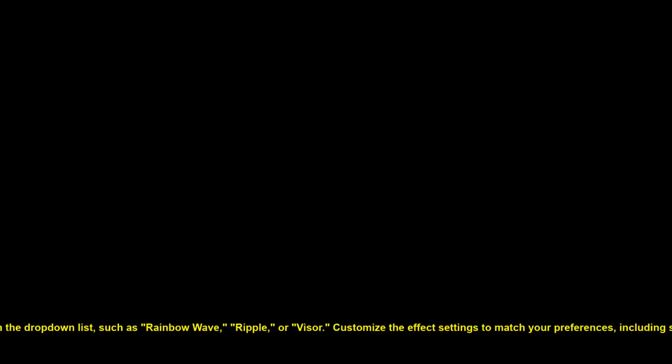To create dynamic effects, select Lighting Effects from the same tab again. Choose an effect from the drop-down list, such as Rainbow Wave, Ripple, or Visor. Customize the effect settings to match your preferences. Next, navigate to the Settings tab at the bottom. Ensure that game integration is enabled to allow the iCUE software to sync with your games.